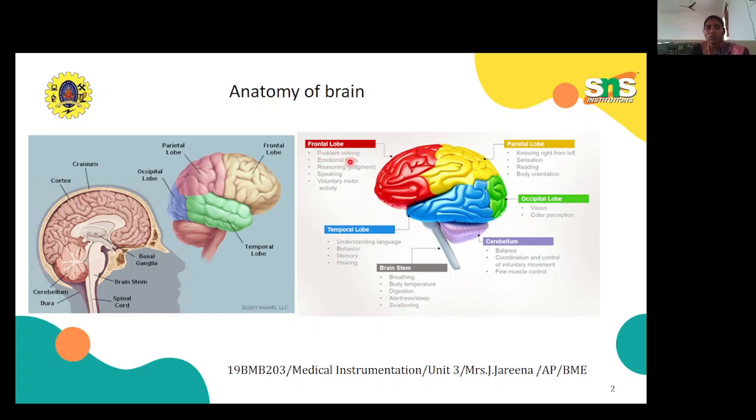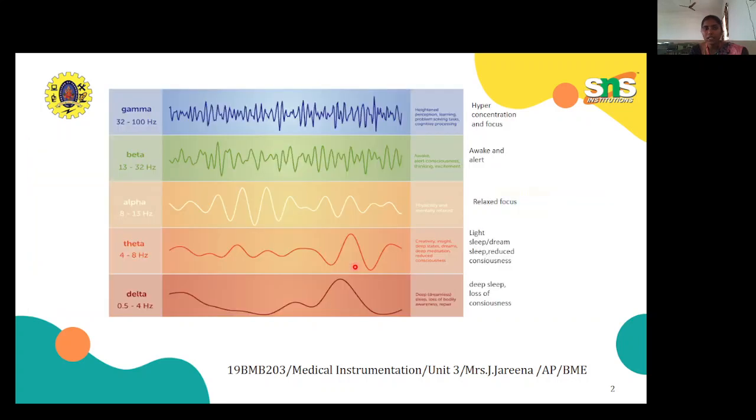So if you take the frontal lobe, it is mainly involved in problem solving, emotional traits, reasoning, speaking, and voluntary motor activity. If you take the parietal lobe, it plays a different role, like reading and body orientation. If you take the occipital lobe, it handles vision and color perception. And if you take the temporal lobe, it is mainly involved in understanding language, behavior, memory of a particular person, and hearing capacity, right?